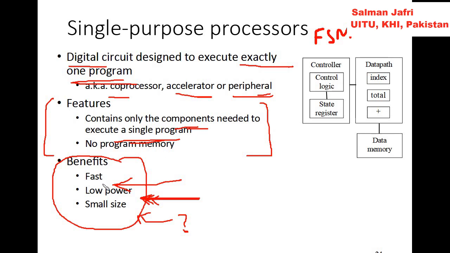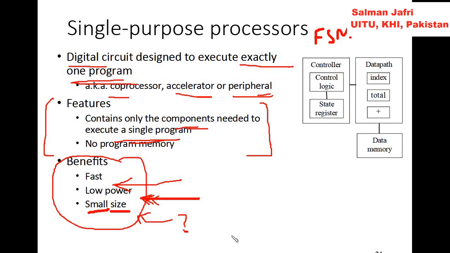So of course it's fast, because it is very compact, has fewer things in it, and is highly optimized. Low power, of course, because it has very few functional units and registers. Small size, yes, because the total number of blocks put on silicon is very small. So we have a very small single purpose processor.